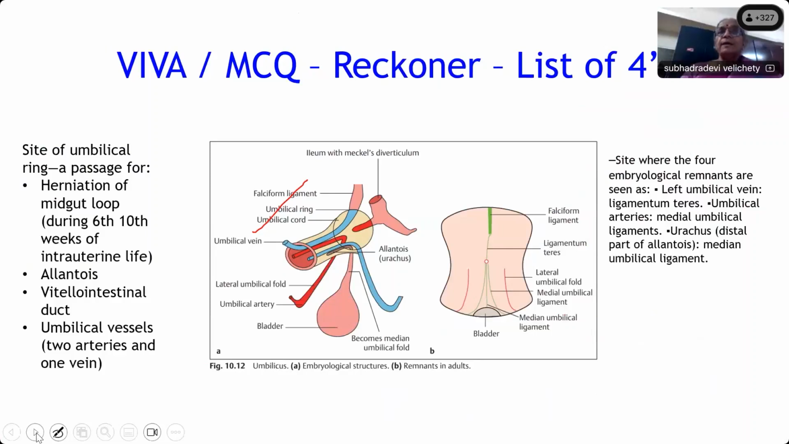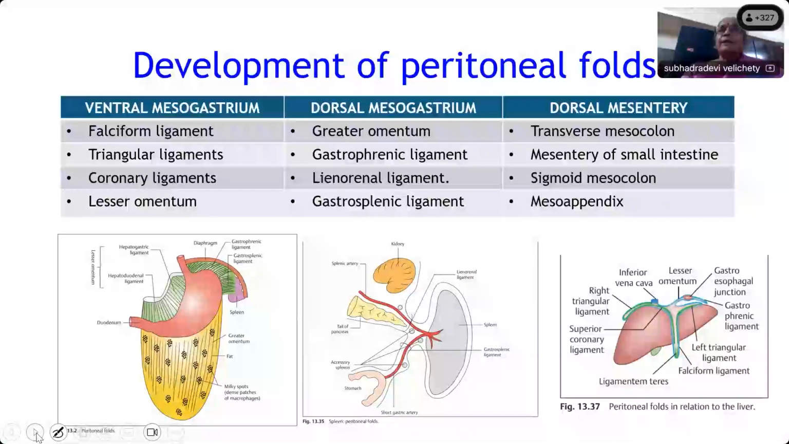It will help. See another one, okay? The development of peritoneal folds. There is the ventral mesogastrium, dorsal mesogastrium, and dorsal mesentery. Each one you are seeing has 4 items. And where they are, I try to show in the pictures, so you can correlate that. All these pictures are available in the books. So you try to make a table like this. When an MCQ is asked, we can write. If they give derivatives of the dorsal mesogastrium, or what is the development of ligaments in relation to the stomach, if they ask this, you can write easily which are coming from ventral, which are dorsal. So this also facilitates you.